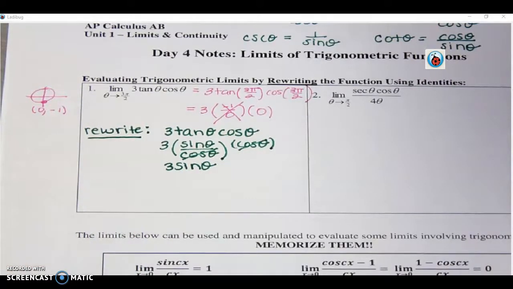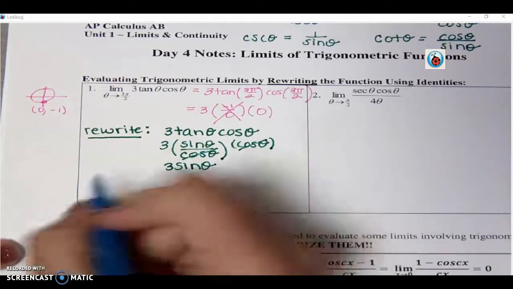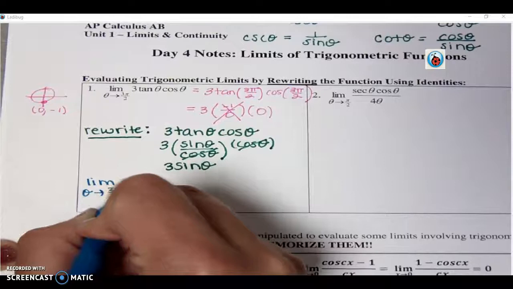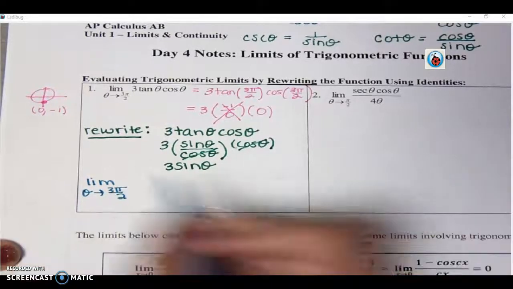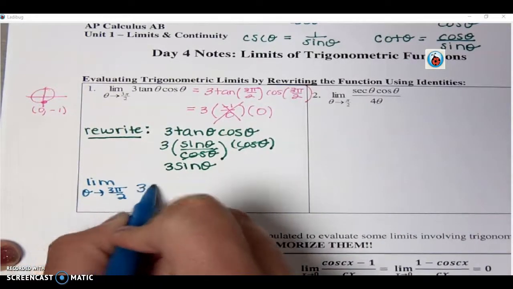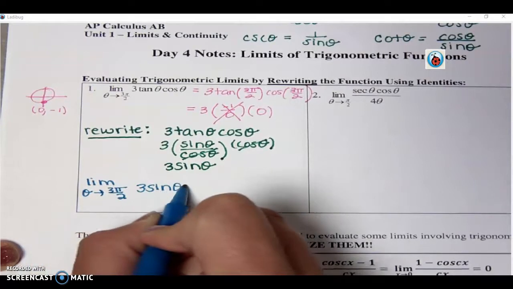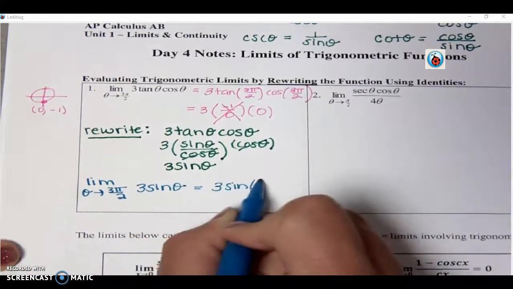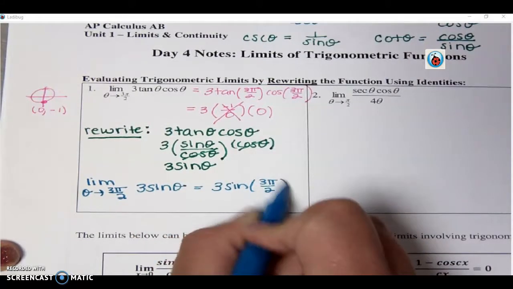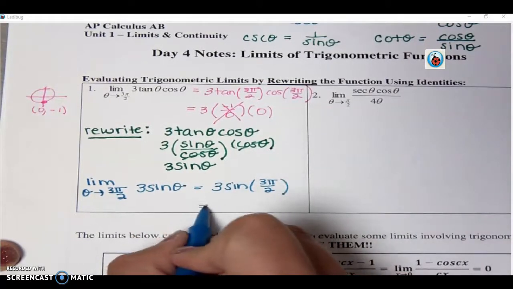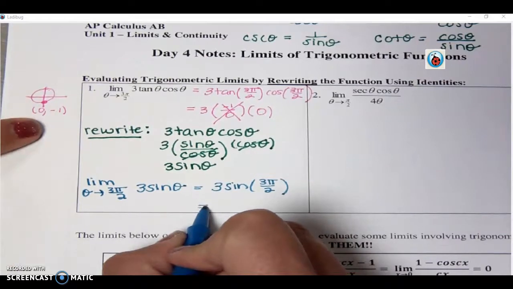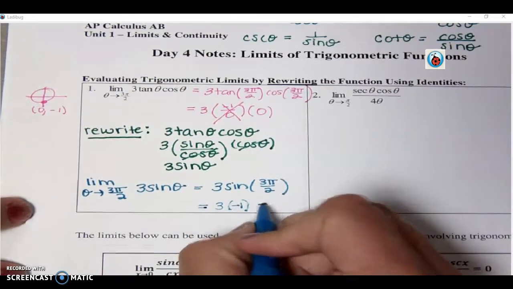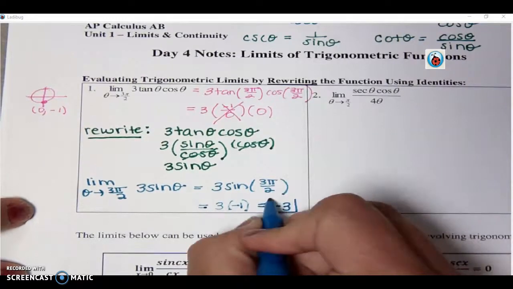So now that we've rewritten this, now we can do our limit as theta approaches 3 pi over 2 of 3 sine theta. And now we're going to do direct substitution. Okay, sine is the y value, so we're using the y value up on our point here, so it's 3 times -1. So we get an answer of -3.